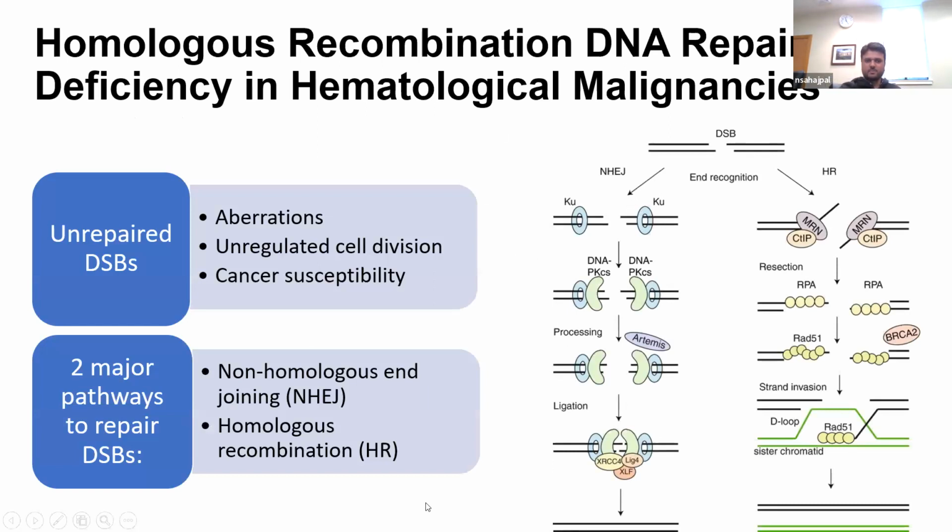There are two major pathways in our cells to repair DNA double-stranded breaks. One is the high-fidelity, error-free homologous recombination repair pathway, and the other is non-homologous end joining, which is rather error-prone. When these pathways do not function as they are supposed to, this results in additional aberrations, which result in unregulated cell division and cancer susceptibility or progression.